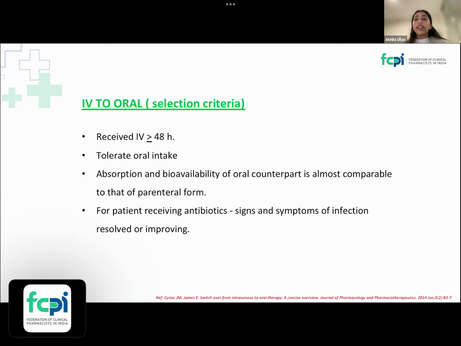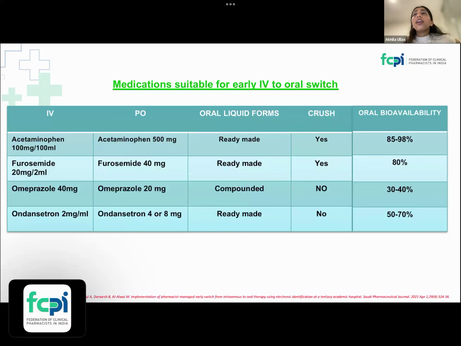And for patients receiving antibiotics, you check whether the signs and symptoms are reduced, and whether the microbiological reports show positive evidence for the oral switching. So you need to wait. Within 48 hours, you will get the microbiological reports. Then you can decide whether you need to give the oral or the IV formulations. So these are some of the selection criteria for IV to oral switching.